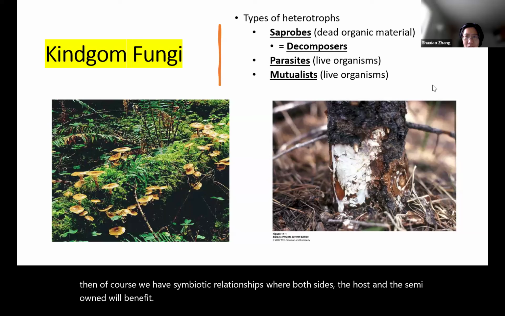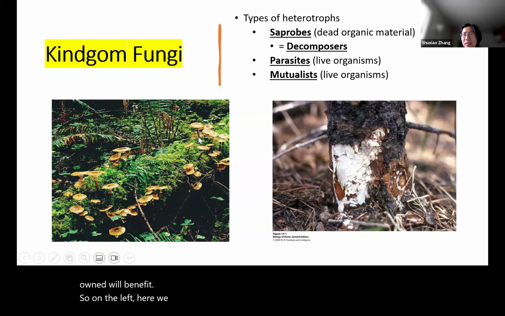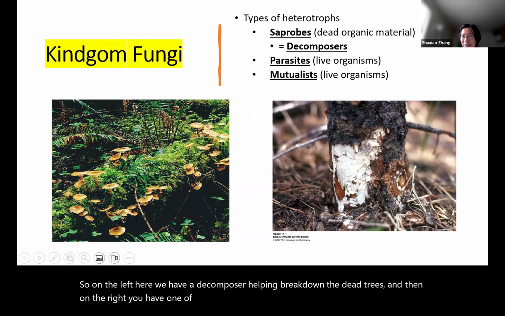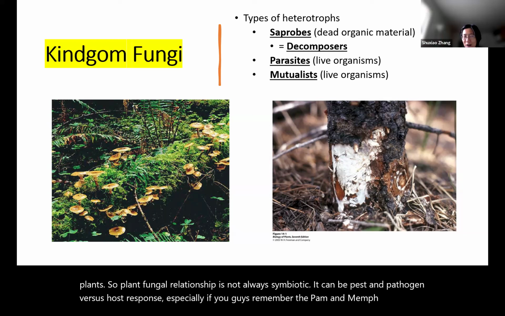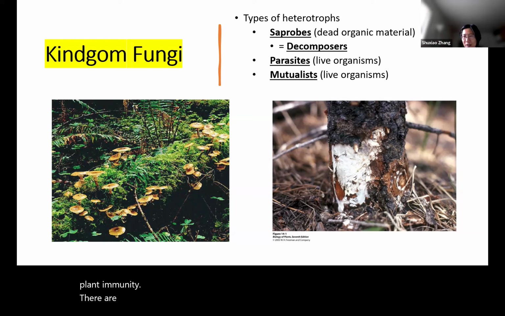On the left here, we have a decomposer helping break down dead trees. And on the right, you have one of the many types of disease that fungi can cause in plants. So the plant-fungal relationship is not always symbiotic. It can be pest and pathogen versus host response, especially if you remember the PTI and ETI from our plant immunity lecture. There are a lot of fungi that can cause diseases in plants, and they are classified as pathogens.